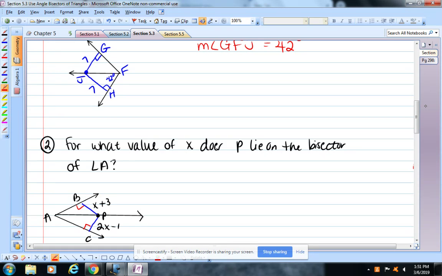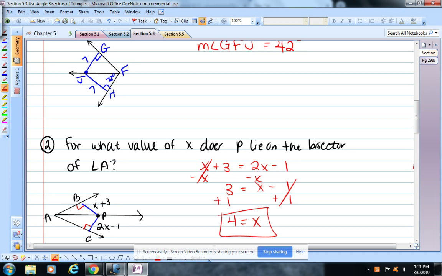That's it. x plus 3 equals 2x minus 1. Get your x's together. I'm going to subtract x. And I'm getting 3 equals x minus 1. Now what? Add 1. And x equals 4. Is that all I have to do on that one? Yeah, it said what value of x. So after you find x, you're done. What if it asks you for the measure of segment BP?